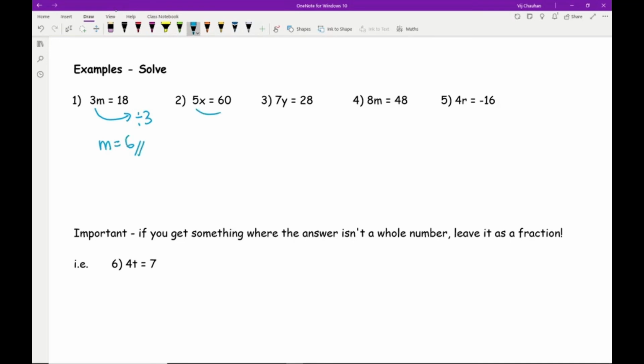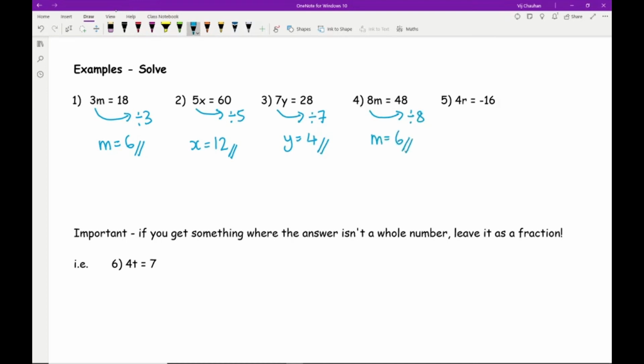Here I'm multiplying by 5, so the opposite is to divide by 5. So I've got x by itself, and 60 divided by 5 is 12. Here I'm multiplying by 7, so the opposite is to divide by 7. So I've got y equals 28 divided by 7, which is 4. Here I'm multiplying by 8, so the opposite is to divide by 8. So here I've got m equals 48 divided by 8, which is 6.